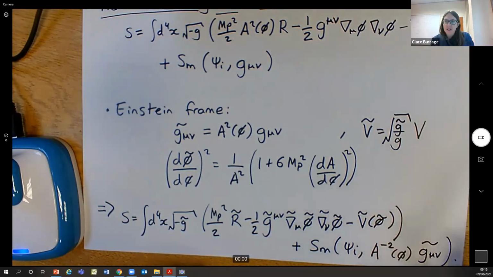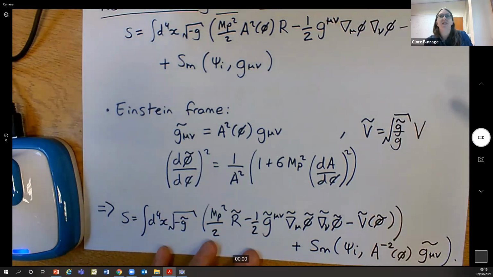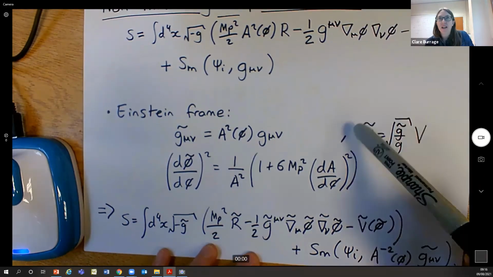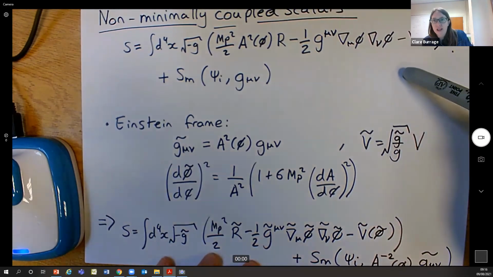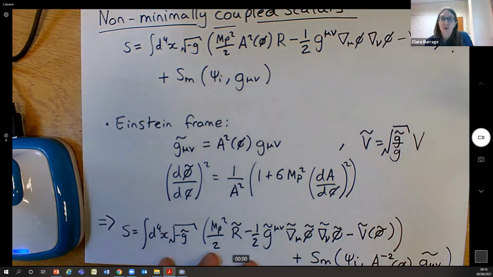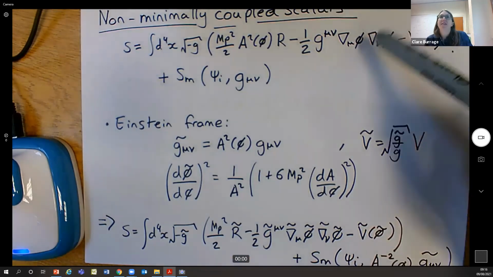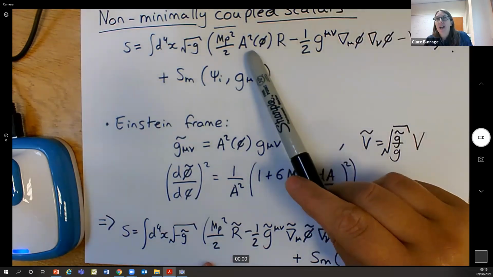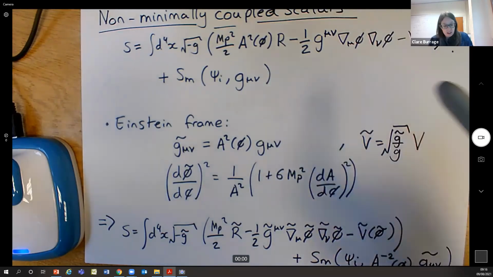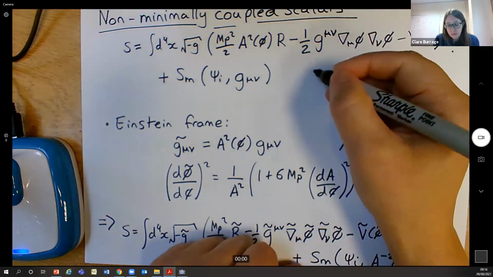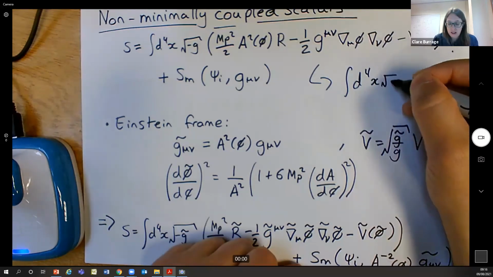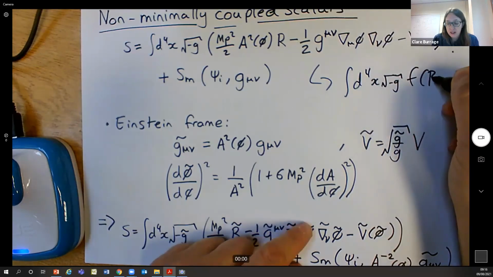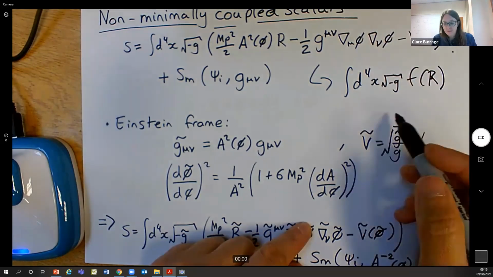I should also say, just as an aside, I'm not going to work through this calculation for you, but you can actually write this theory as something that looks like even more of a modification of gravity. And that's, again, an equivalent third picture, which gives you the same physics, which is that for specific choices of A and V, this theory can be written as what goes by the name of an F of R theory of gravity.